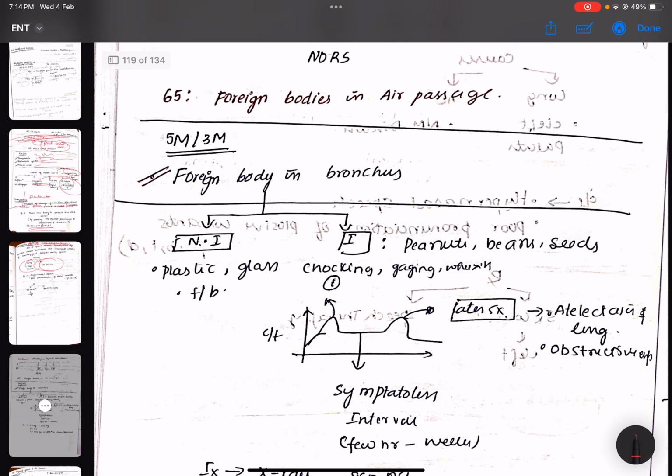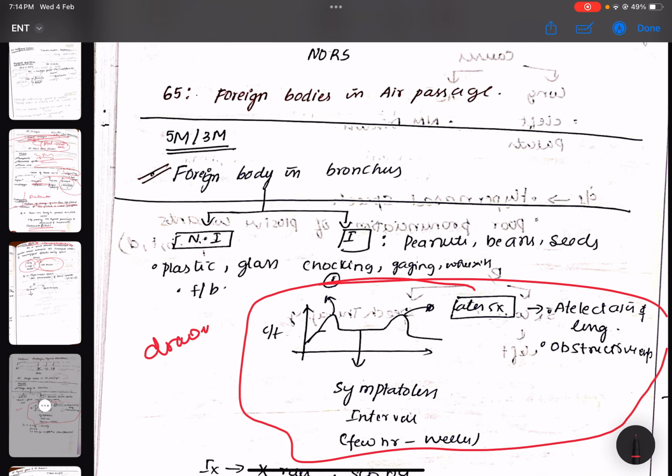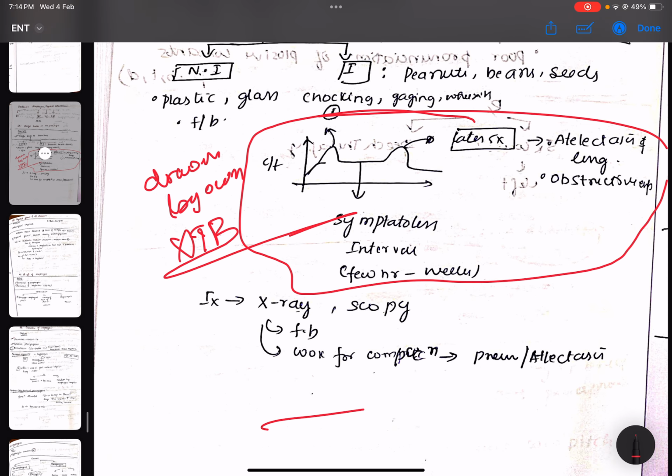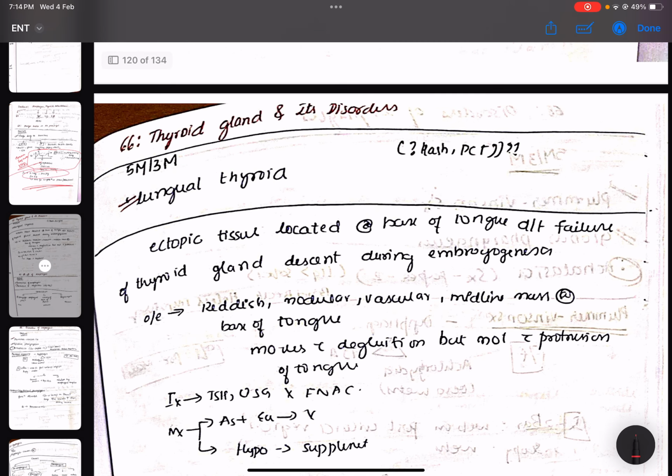Again, esophagus, foreign body. If you want to present this graph, you can present it. This is drawn by my own, not given in any textbook, but I just mentioned it because it fit into the picture. This is what you do: first you have to do an X-ray and check whether it is radiopaque or radiolucent.